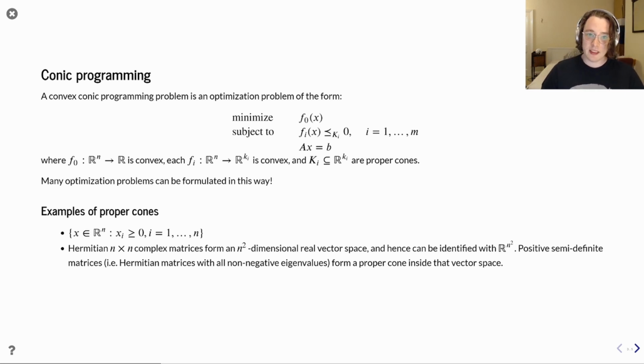So a cone, for example, could be real valued vectors such that all their coordinates are non-negative. So that's the first example here. And that's a valid cone. A fancier cone is, so you could take the Hermitian n by n complex matrices. So these are matrices whose transpose, and then your complex conjugate, the conjugate transpose, is equal to the original matrix. That actually forms a real vector space. And one subset of that is positive semidefinite matrices. These are Hermitian matrices with all non-negative eigenvalues, and that forms a cone in that vector space. And so that's a valid cone you can use with Convex.jl. So it's kind of cool. You can have matrix variables and do things with that.